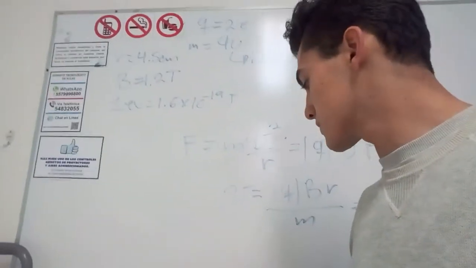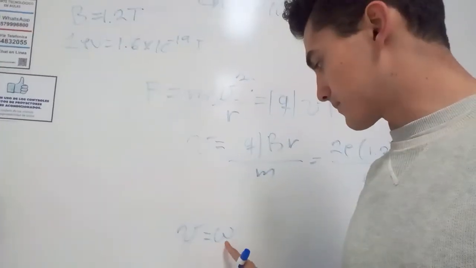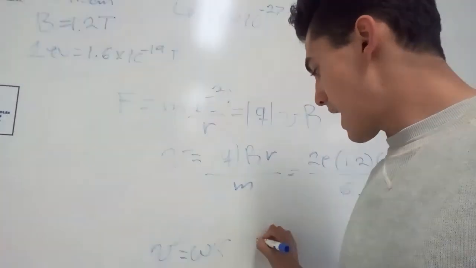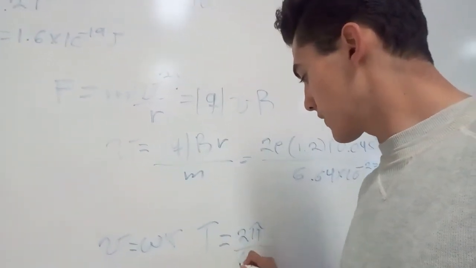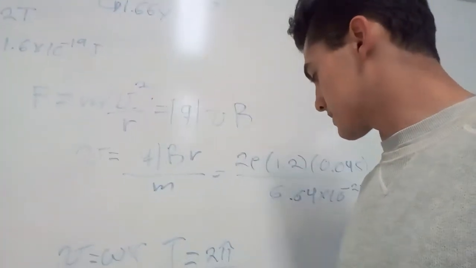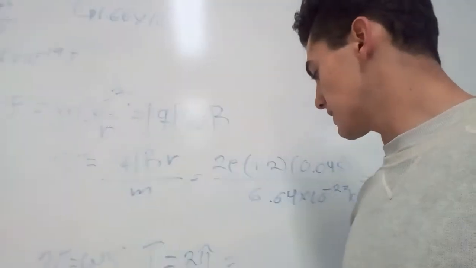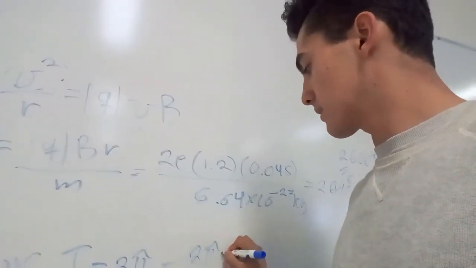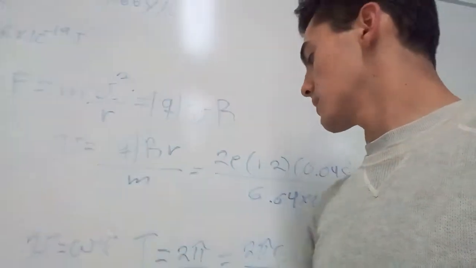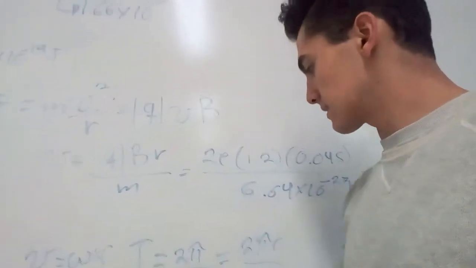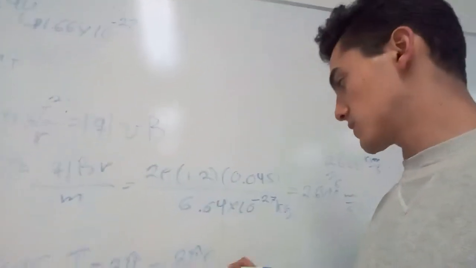For the period, we have to consider that the velocity is equal to the angular velocity times the radius, and we know that the period is equal to 2 times pi over the same angular velocity. But we know, using this equality here, that 2 pi times the radius divided by the velocity is the same as the period. Once we determine this, we only have to substitute.